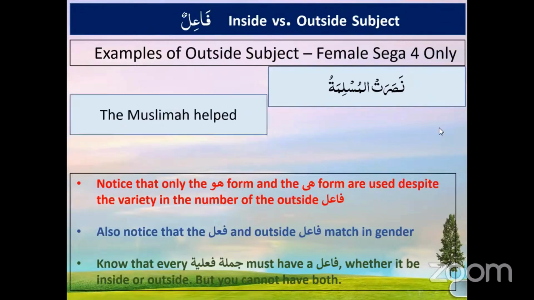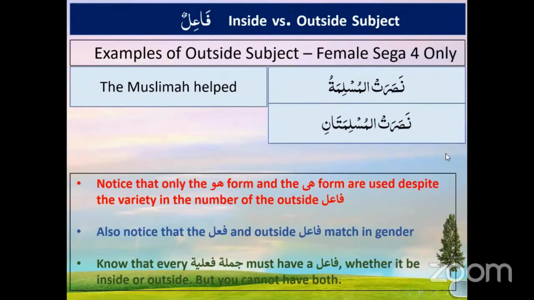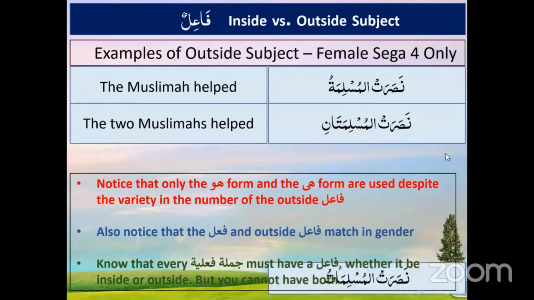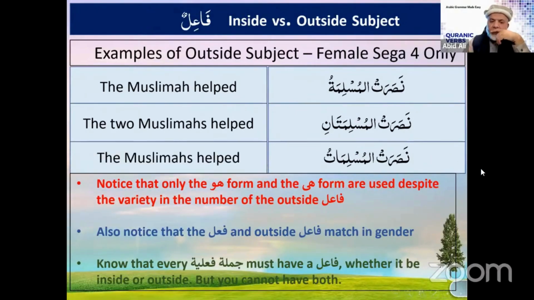Okay. Look at this one. The Muslima helped. Nasarat al-Muslimatu. The two Muslima helped. Nasarat al-Muslimatani. All Muslima helped, all Muslim women helped. So notice that only the huwa form and the hiya form are used despite the variety in the number of the outside file. Also notice that the fail and the outside file match in gender.